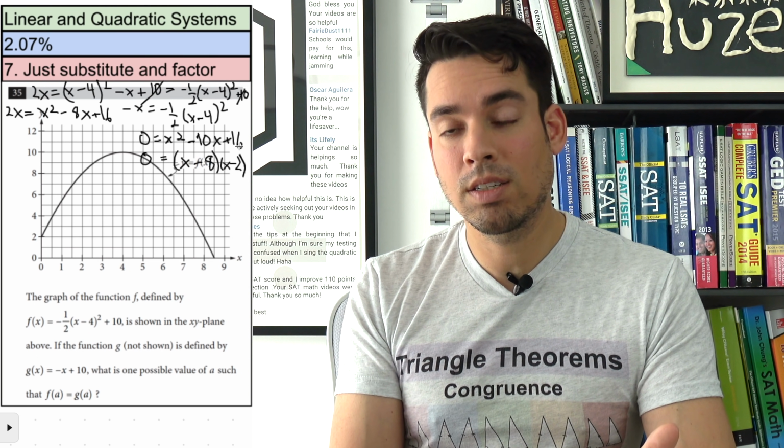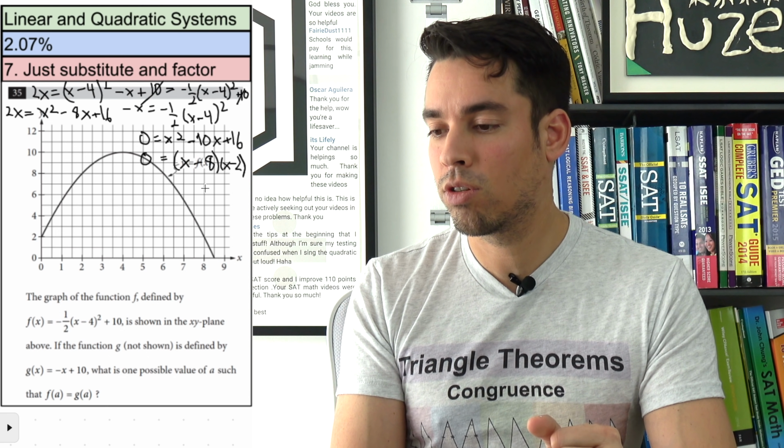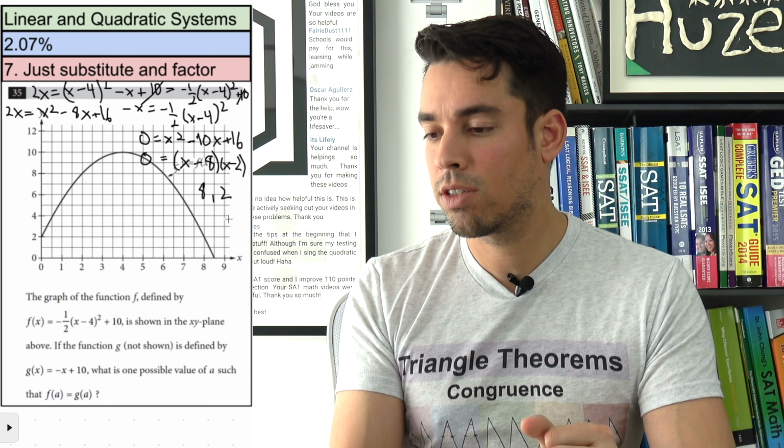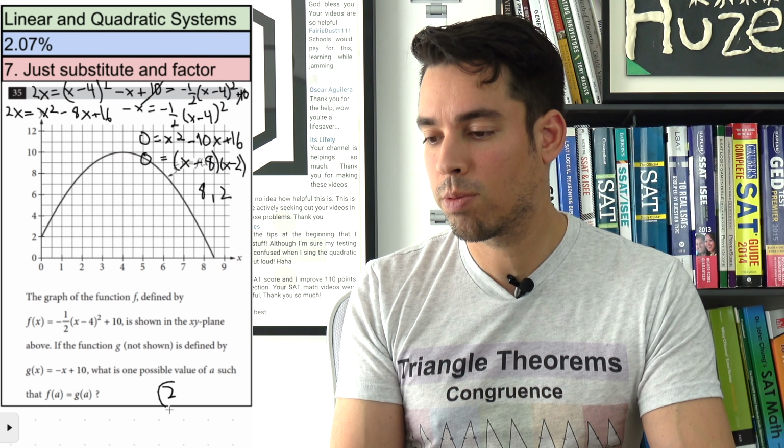Why did I choose those values? They multiply to positive 16 and add to negative 10, so my two solutions are positive 8 and positive 2, and I can choose either of those. It's a free response, we'll go with 2.